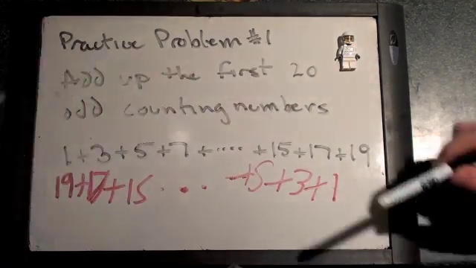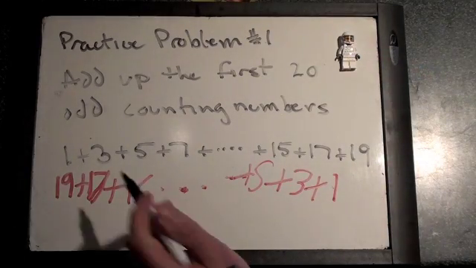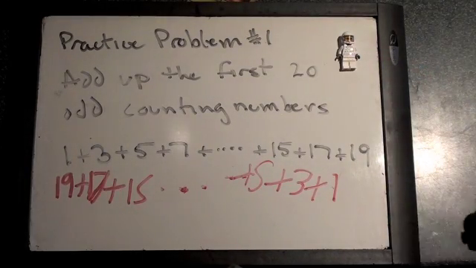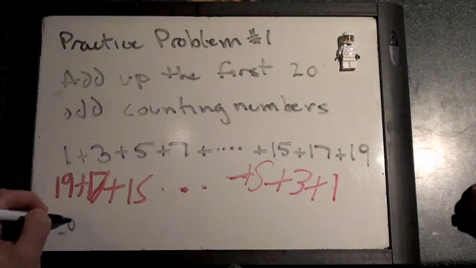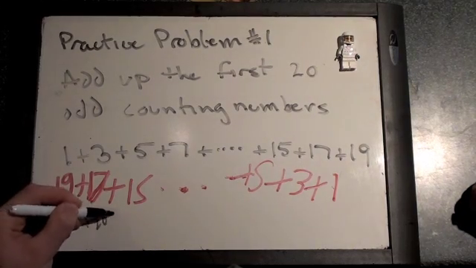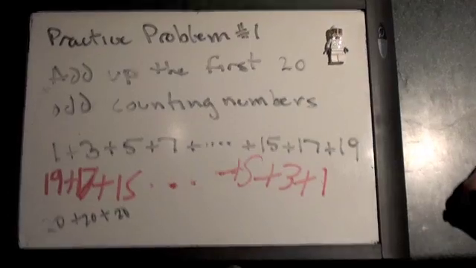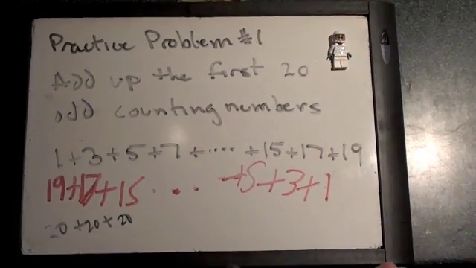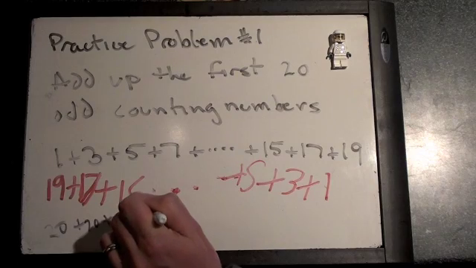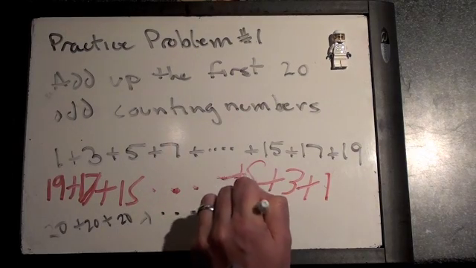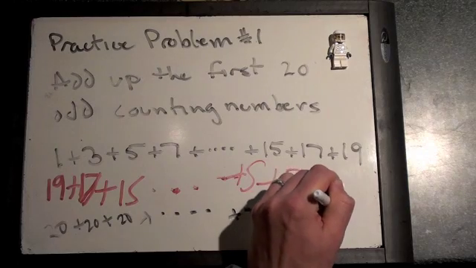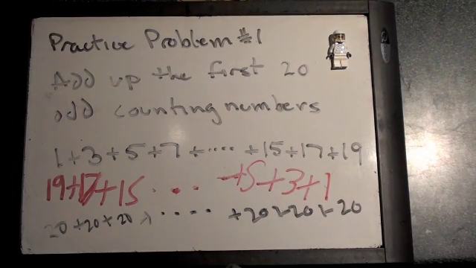Okay. Now, we're going to get a bunch of 20s. So when you add those all together, you're going to get 20 plus 20 plus 20. Don't jump ahead. Plus 20 plus 20 plus 20. So we have to figure out how many 20s we have.